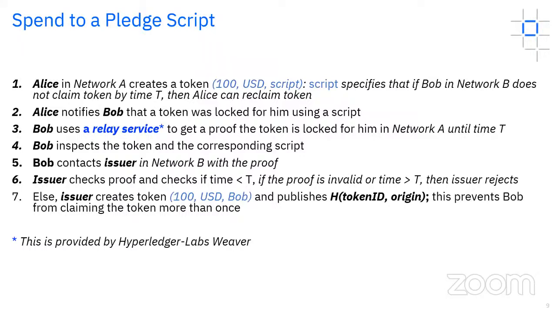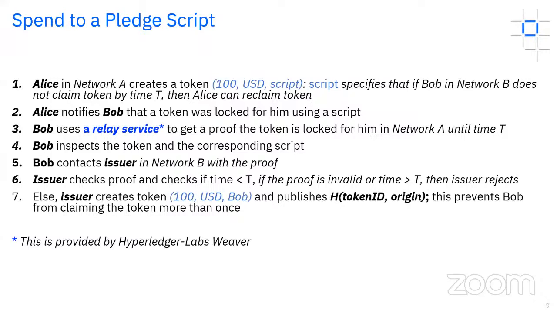So Alice would notify Bob and say, okay, I locked a token for you, and give him the identifier of this token. Again, because Bob is not part of that network, he cannot just take Alice's word for granted, because Alice could just be lying. So what Bob does is that he uses a relay service, which is provided by the Hyperledger Weaver. And this is a relay service that is trusted, let's put it this way, by his network.